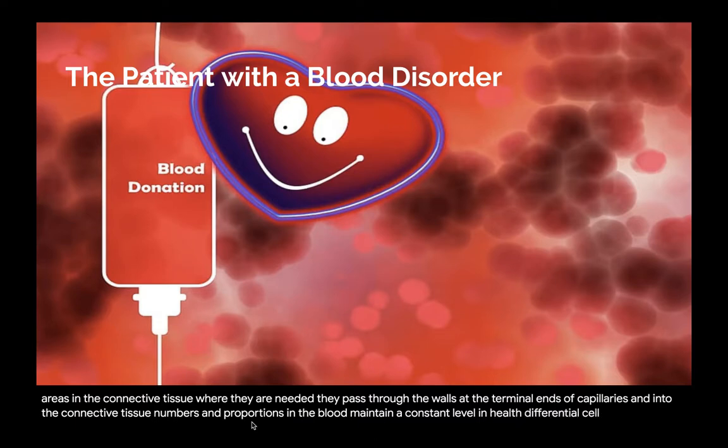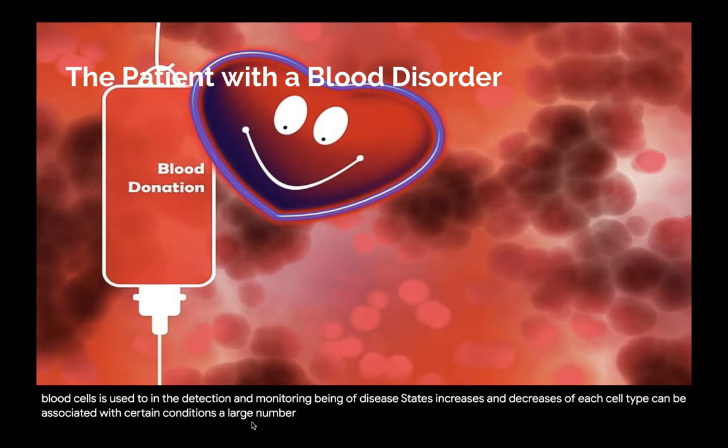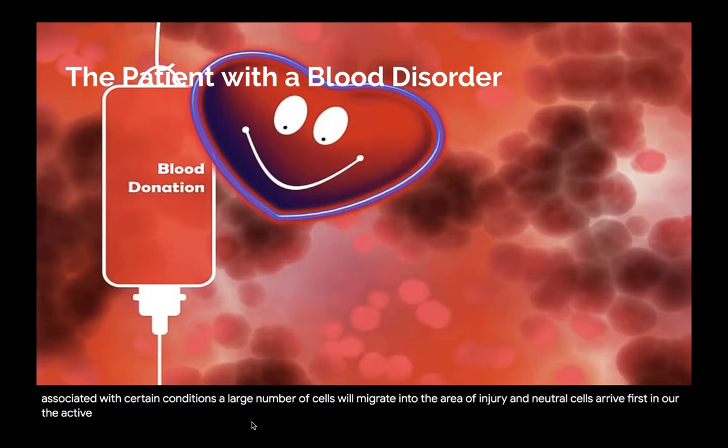Differential cell count of white blood cells is used in the detection and monitoring of disease states. Increases and decreases of each cell type can be associated with certain conditions. A large number of cells will migrate into the area of injury, and neutrophils arrive first and are active in phagocytosis of foreign materials and microorganisms.